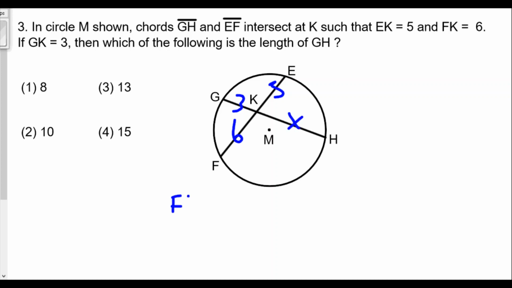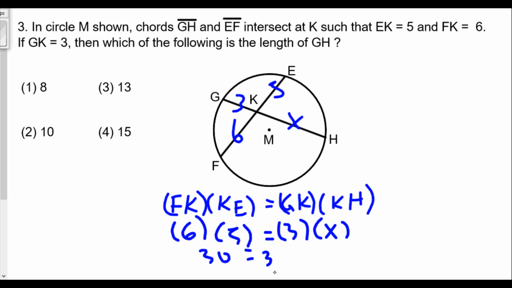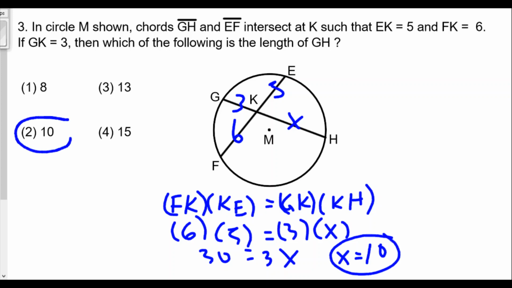Well, we know FK, because with two chords intersecting in a circle, the product of the parts of the first chord equals the product of the parts of the second chord. And so now we have 6 times 5 is equal to 3 times x, or 30 equals 3x, leaving us with x equal to 10. So the measure of KH is equal to 10.